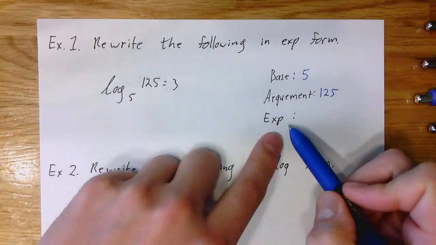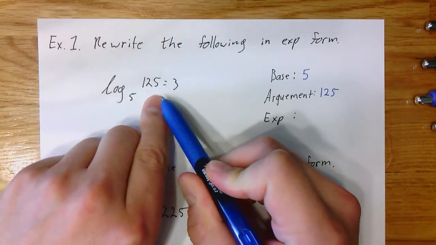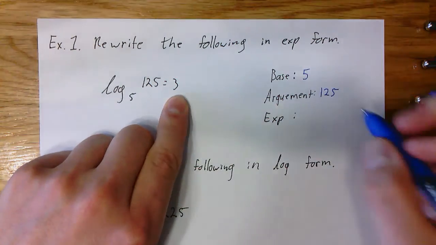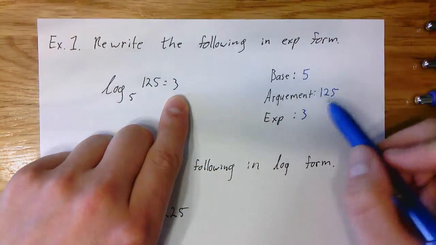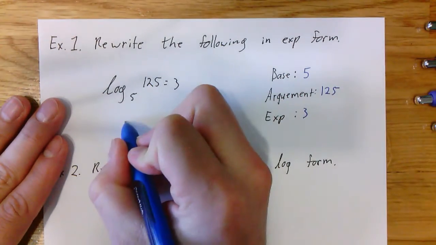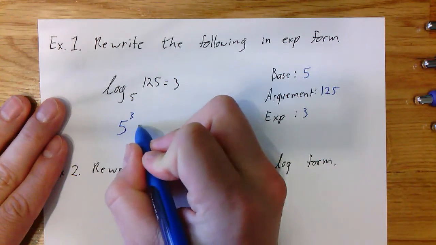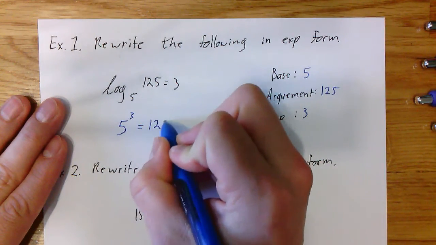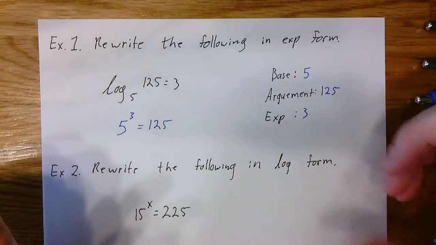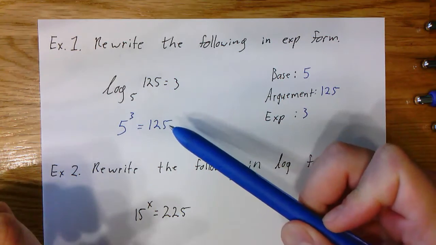And then our exponent, remember, logarithms tell you exponents, so the log is equal to whatever our exponent should be. So our exponent will be 3. Now we just use these three numbers to write our exponential. So our base is 5, has an exponent of 3, and it equals 125. Cool. And then if you really wanted to, you could multiply this out and make sure it equals this.